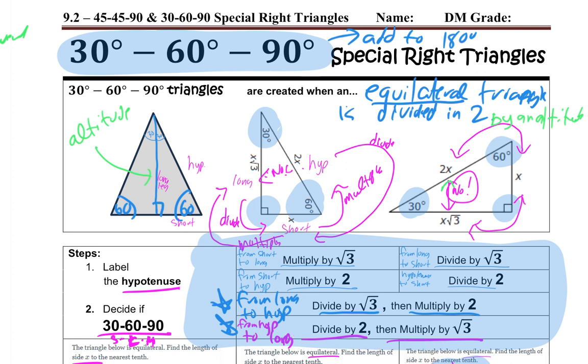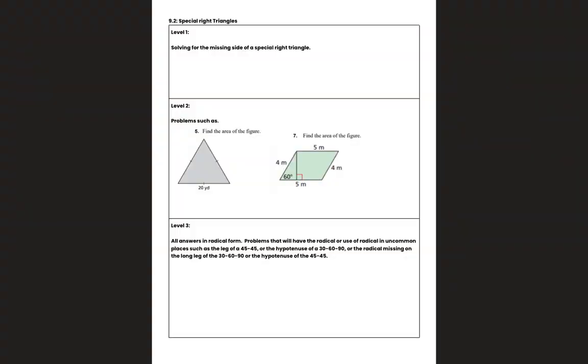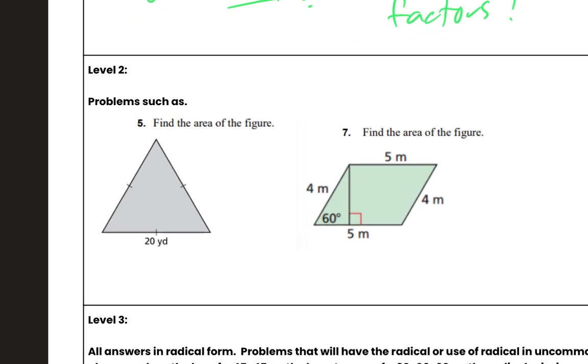Okay, so let's get right into some practice. All right, so first off, we talked about how we would solve for the missing side. We're going to use our notes for the factors. So that's what we're going to do on that. We just talked about that.